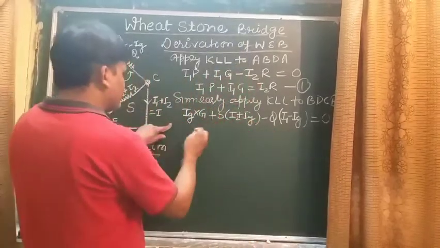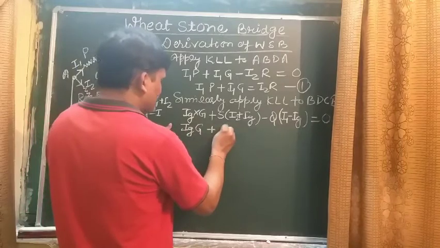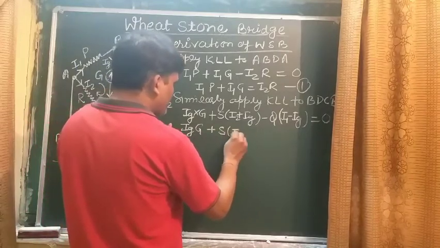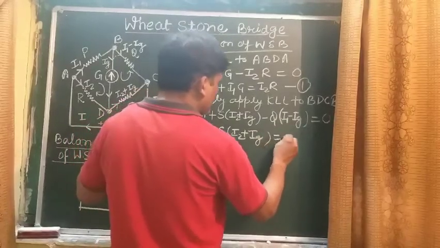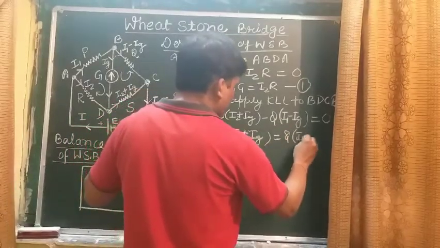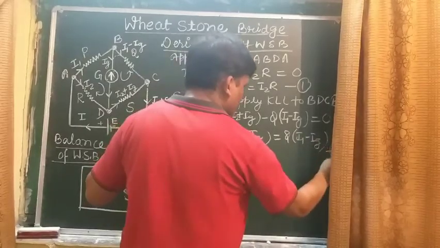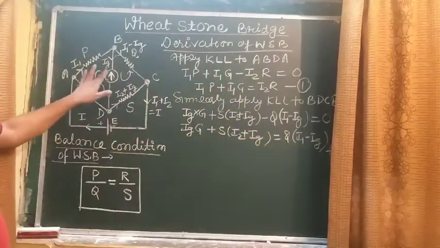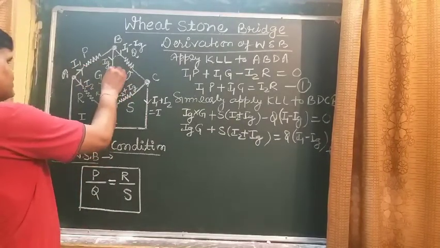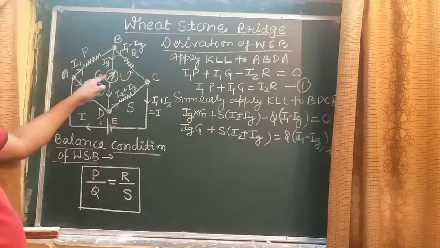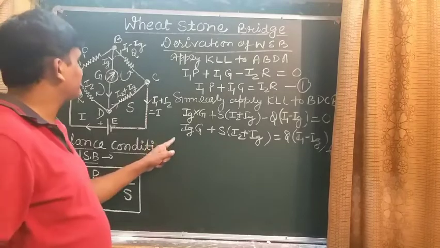It can be written as Ig G plus S I2 plus Ig, equal to Q(I1 minus Ig). This is equation 2. And here, students, if current is flowing in this galvanometer, there will be a deflection. Now we put the balance condition of the Wheatstone bridge.